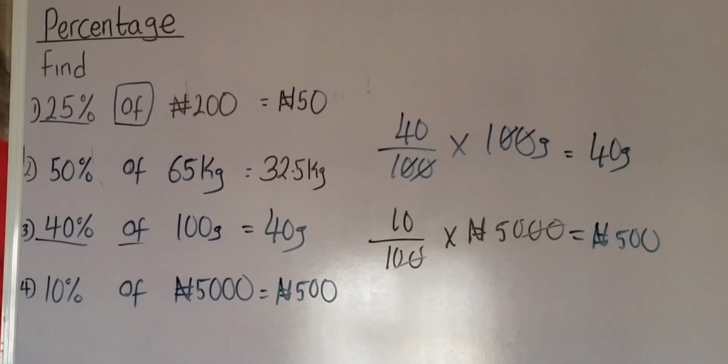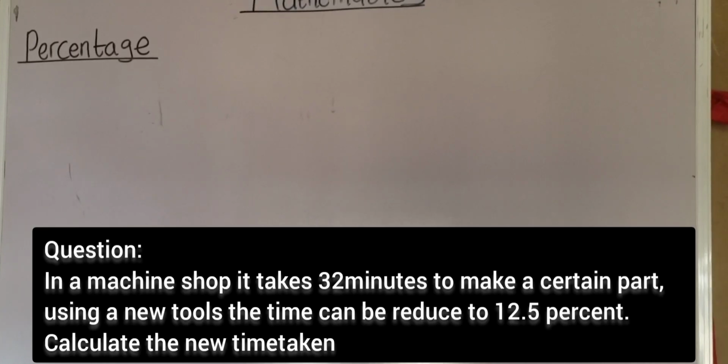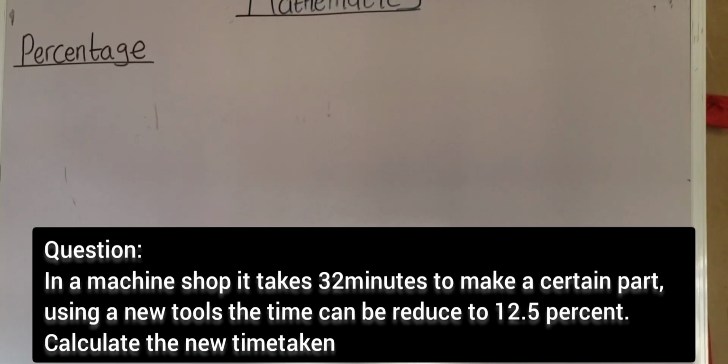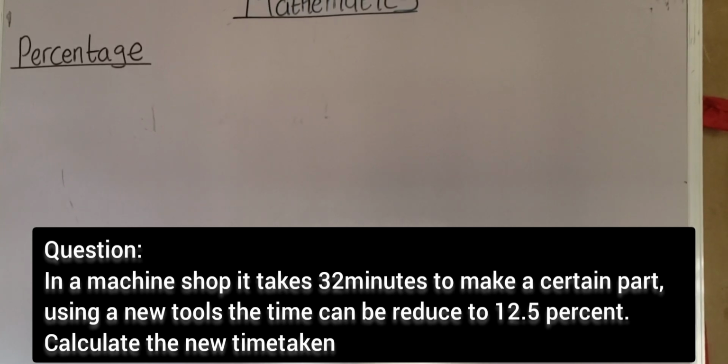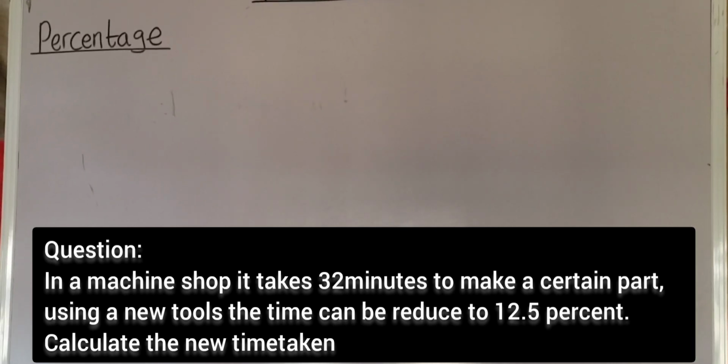Okay, now let's have some further worked examples. By the time you practice a lot of questions, you'll be able to comprehend this topic. Okay, now I want to put this down. In a machine shop, it takes 32 minutes to make a certain part. Using a new tool, the time can be reduced by 12.5%. Calculate the new time taken.